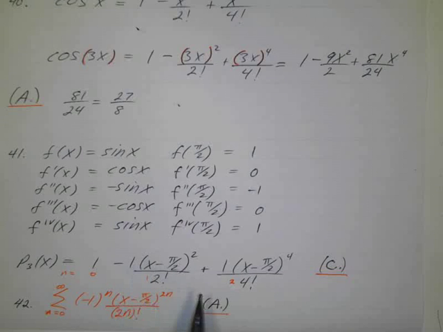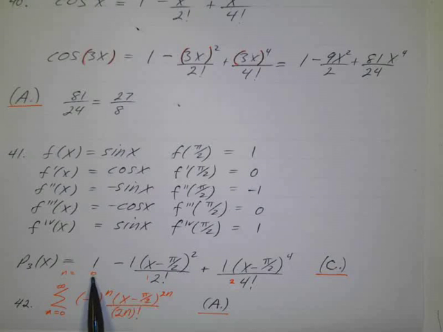It looked like I had alternating signs, so we're going to use negative 1 to the n power, and that's going to work because negative 1 to the 0 is positive 1, negative 1 to the first power is negative 1, and squared is positive 1. So that makes the signs work.